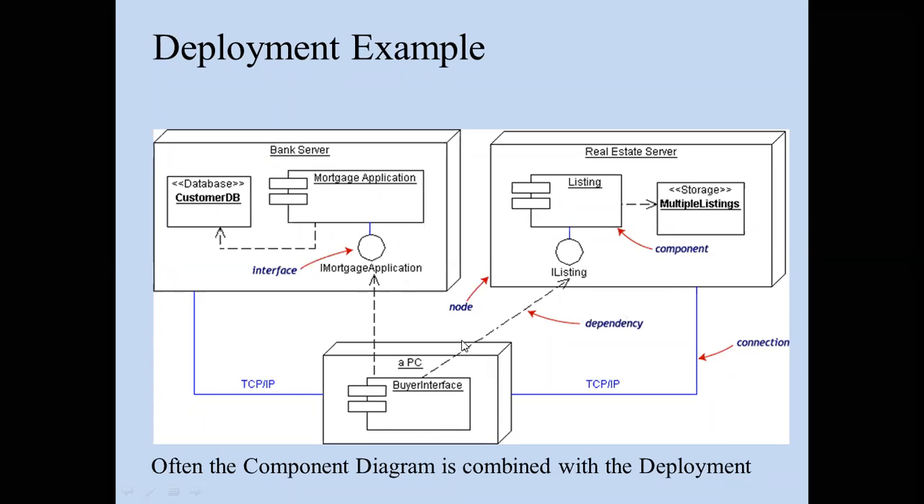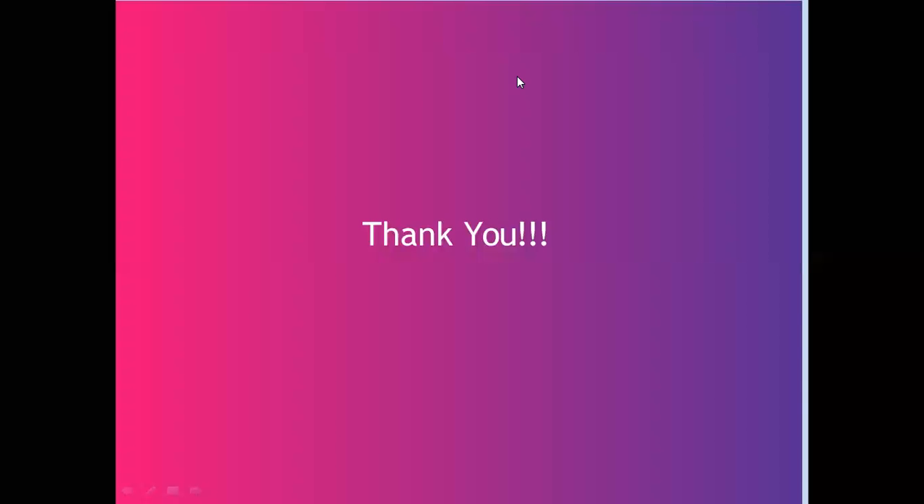Here you can see the relationship. This is the dependency. This arrow indicates the dependency between those interfaces. This is the node, how we can draw the deployment diagram. This is called a node. The solid line with circle indicates the interface. This is the connection, how we can connect two nodes. This is all about the deployment diagram.